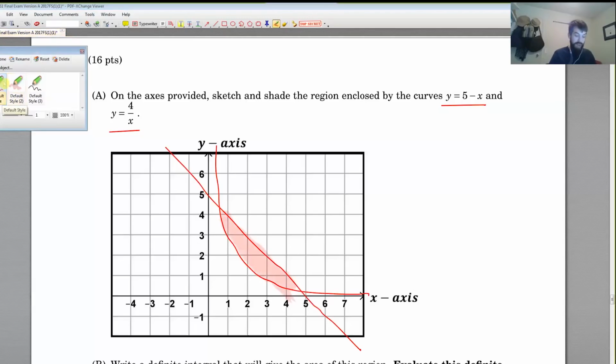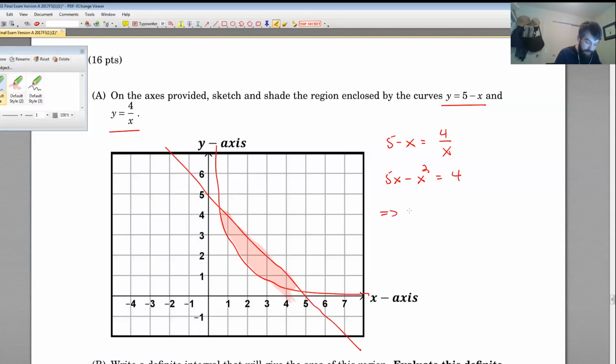Now, the question is, are my intersection points any good? Probably not, actually. So let's figure out how we can do that. To figure out the intersection points, I need to set these two curves equal. So I want to set 5 minus x equal to 4 over x. Now, how do I do this? The trick is it's actually a quadratic, but a quadratic a little bit in disguise, because I've got the x on the bottom here, but I can multiply the x up. So it actually looks like 5x minus x squared is equal to 4, all right?